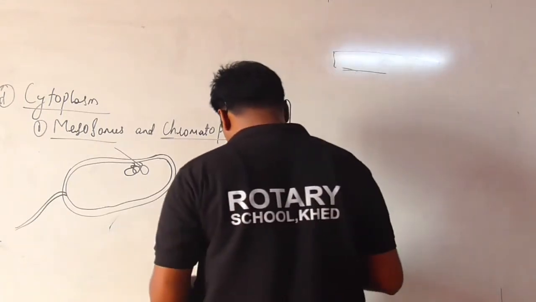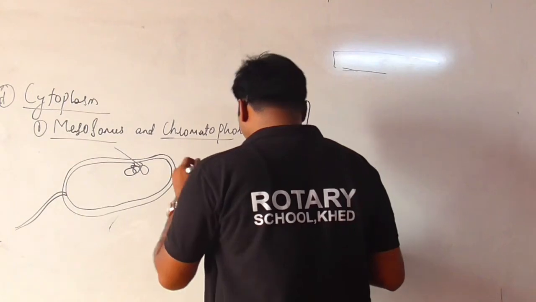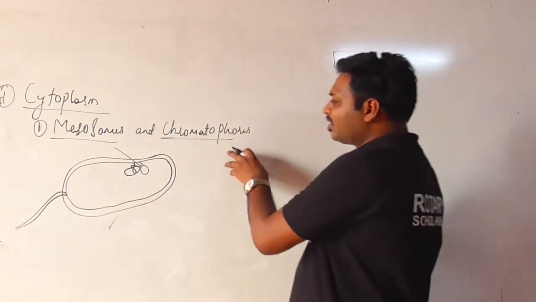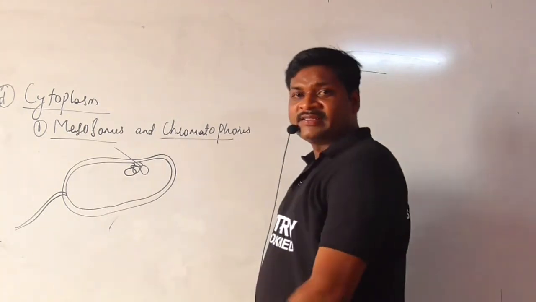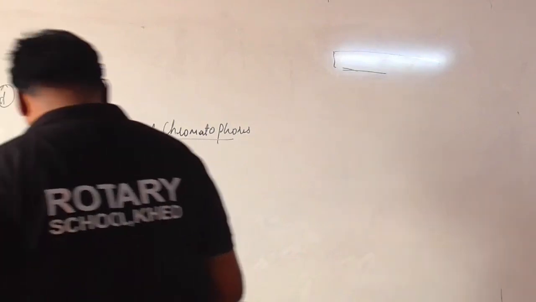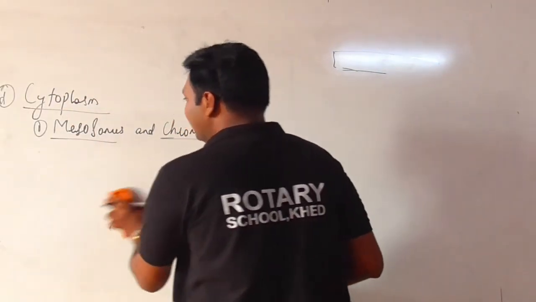And chromatophores are the internal membrane system which increases the surface area. This is about the mesosome and the chromatophores. They also help in increasing the metabolic rate.